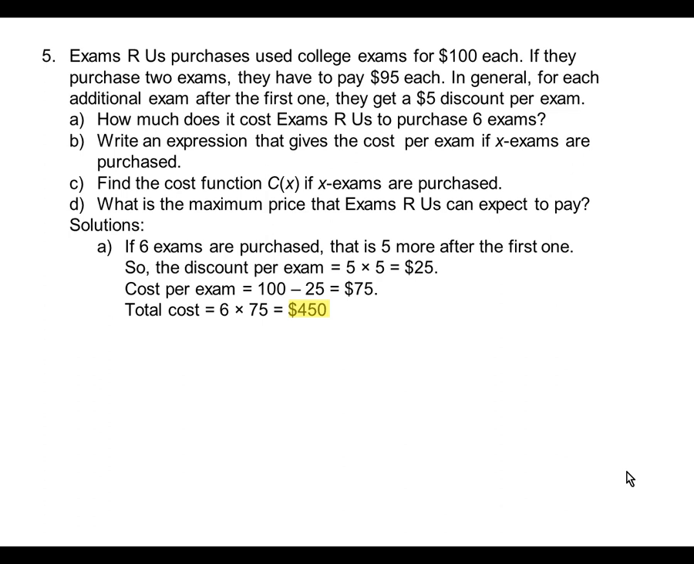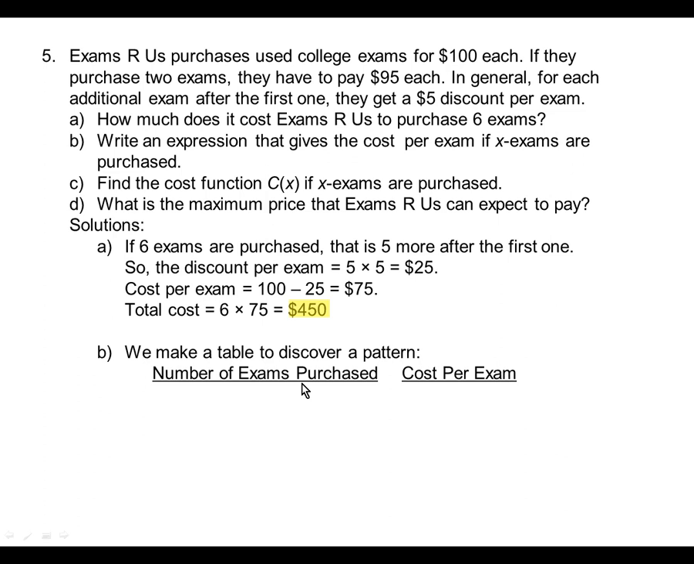Okay, in question B, we're to write an expression that gives the cost per exam if X exams are purchased. And remember, you only get that $5 discount after the first one. So we're going to make a table to discover a pattern. Now, when we say make a table, I'm going to make it by hand. Okay, so the number of exams purchased and the cost per exam.